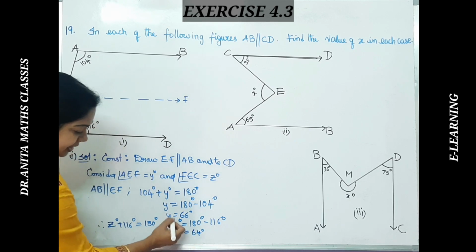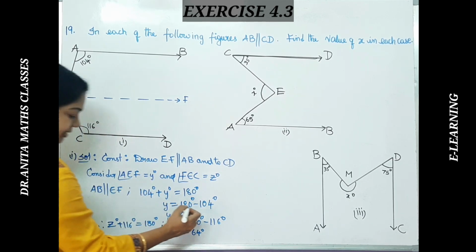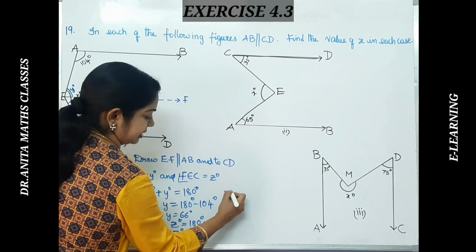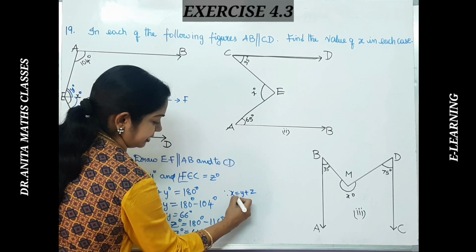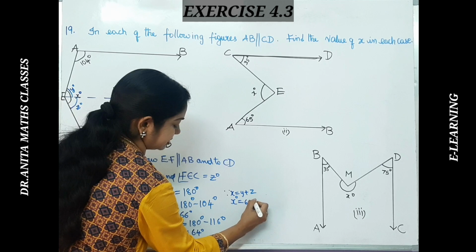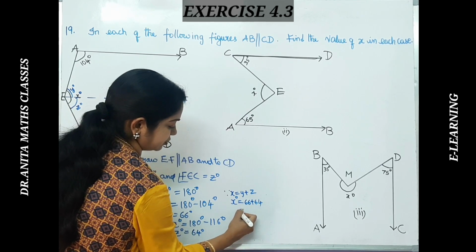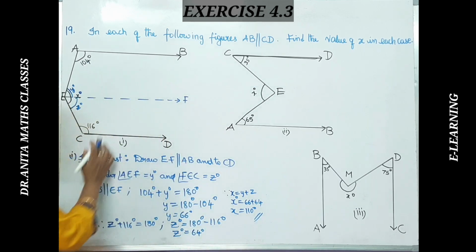So 180. So Z angle we got. Now we will club these two. Y and Z form our X angle, isn't it? Since X is equal to Y plus Z. So X degrees is equal to Y, 66, plus 64. 66 plus 64 comes to 110 degrees, which is the X angle in the first diagram.